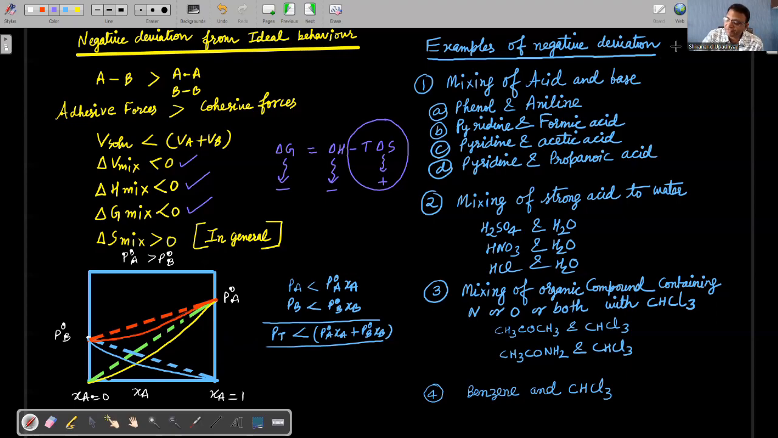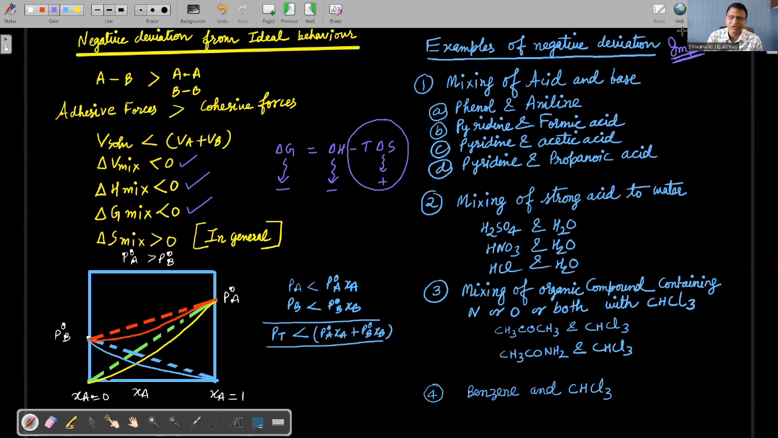Examples of negative deviation. This is very important in JEE Advanced as well as JEE Mains. So please revise these, right? It is based on memory, but it will give you marks in the exam. So very logical. Negative deviation याद करने का तरीका बहुत logical है.